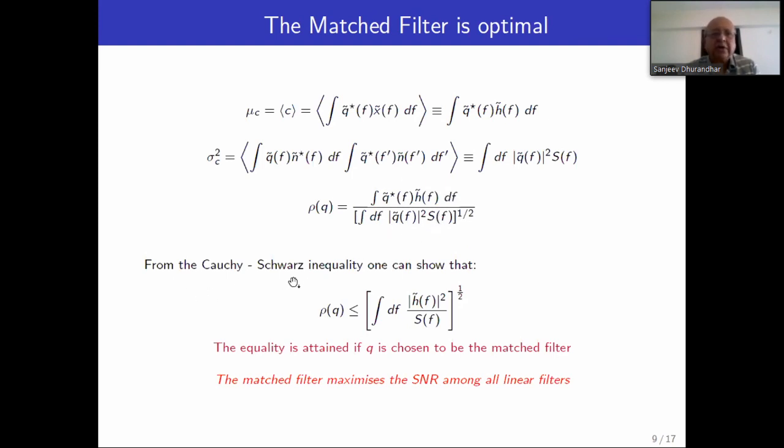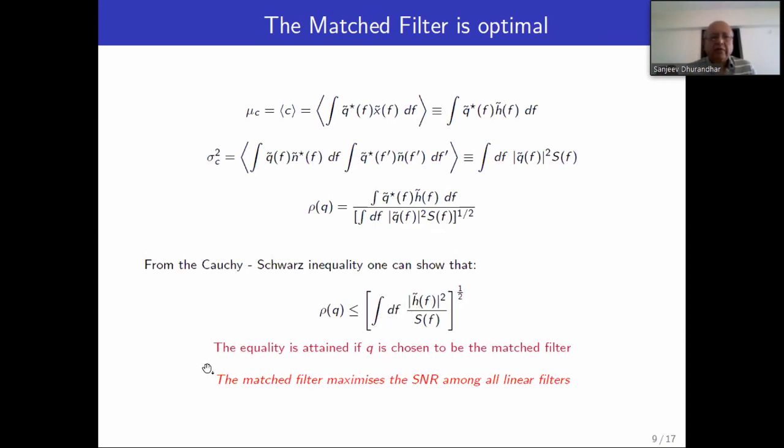And now you can use the Cauchy-Schwarz inequality, and using that one can show that rho Q is less than this. So what is the Cauchy-Schwarz inequality? If you have a scalar product between two vectors, then the modulus of x dot y is less than the modulus of x times the modulus of y. So you can use that Cauchy-Schwarz inequality to show that this is in fact less than this. And one finds that if you plug in Q of f equal to h(f) over S_h(f), you get exactly this. Because if you put Q star, it will be h star of f, and then you divide by S_h(f), you get this exactly.